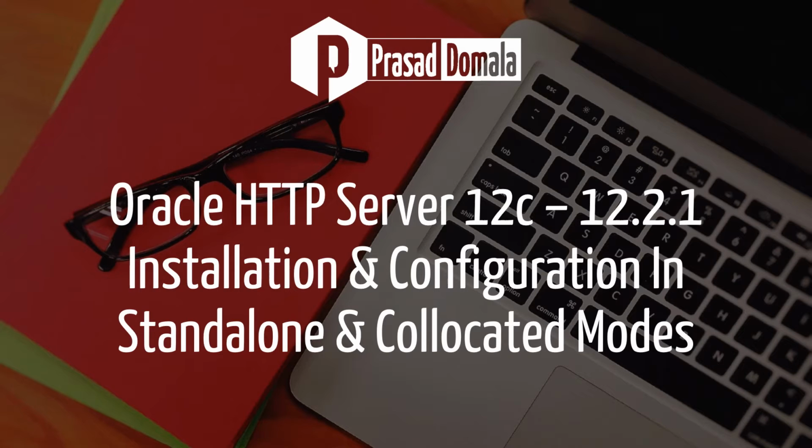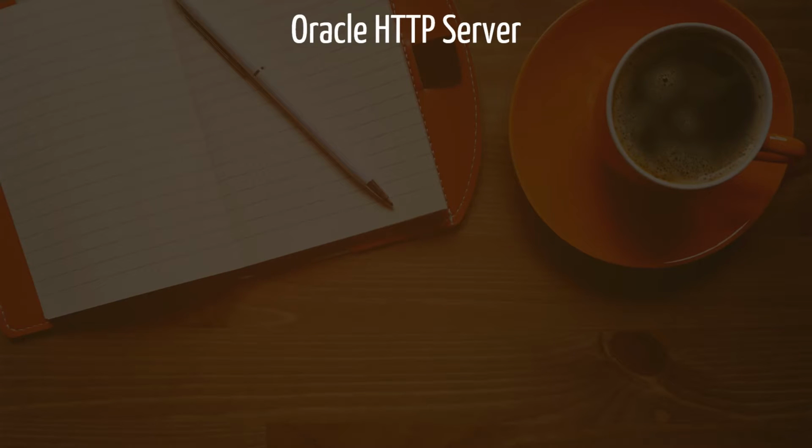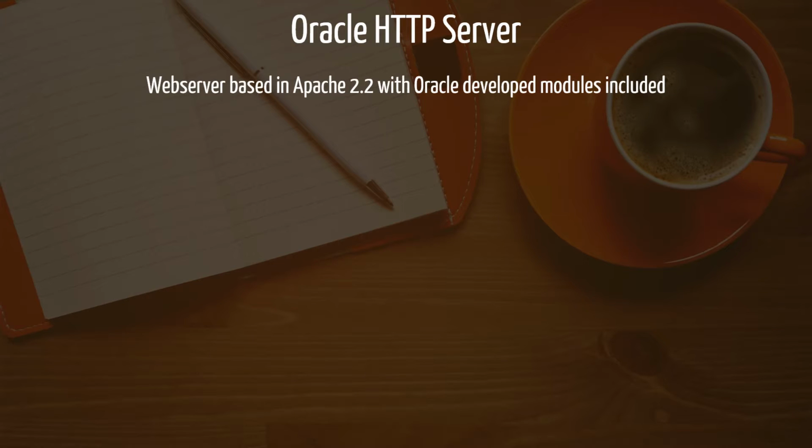Today I'll show you how to install and configure Oracle HTTP Server 12c. That's 12.2.1 version in both standalone and collocated mode. As you might already know, OHS 12c is a web server based on Apache version 2.2, and it comes along with Oracle developed modules as well.